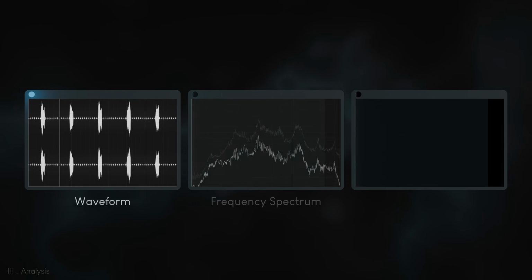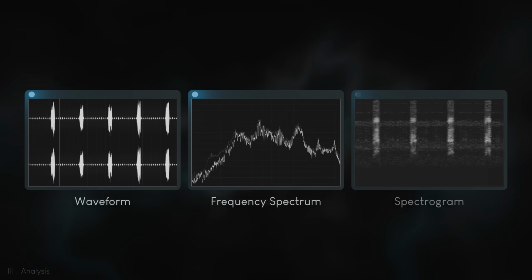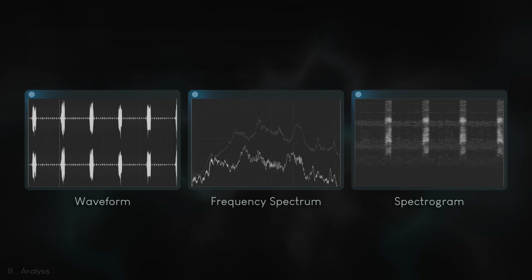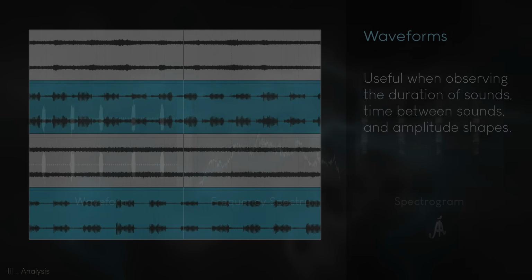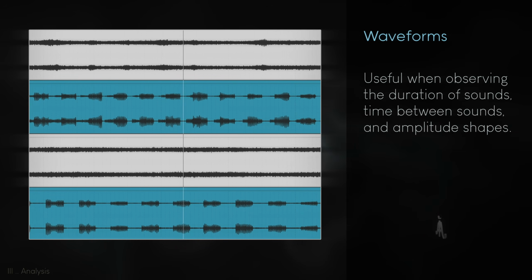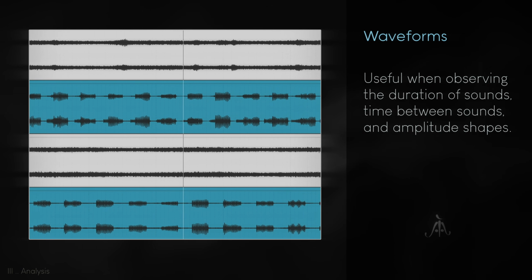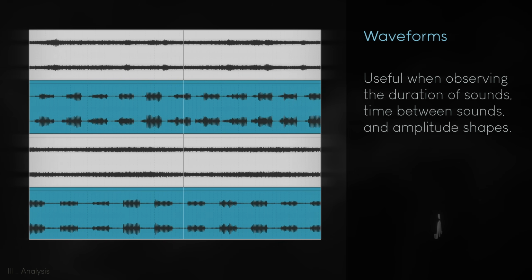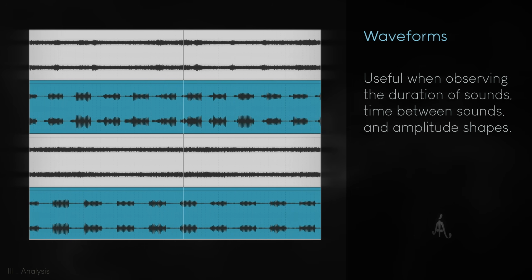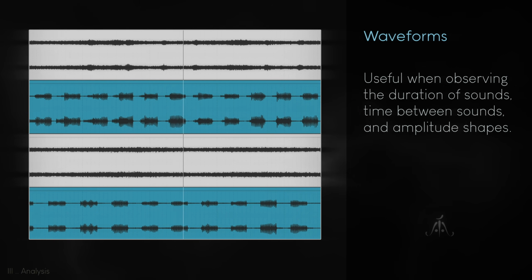For analyzing audio, I typically use 3 tools: waveforms, frequency spectrums, and spectrograms. When I'm observing the temporal features of a recording, such as the length of a sound, the time between sounds, the amplitude of a sound over time, and more, I'll use waveforms. The waveform in your DAW will probably work just fine for this.